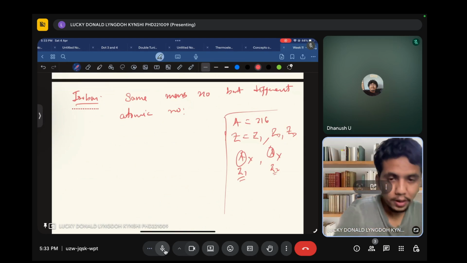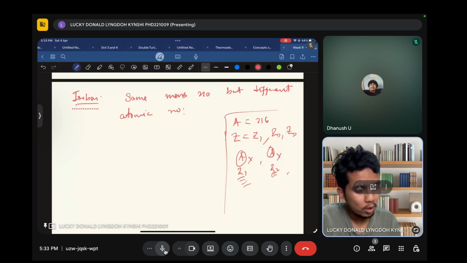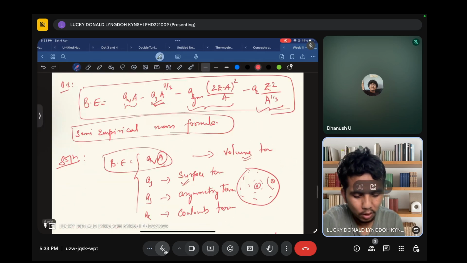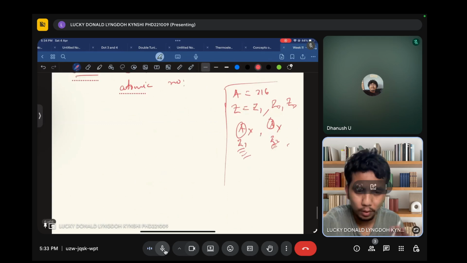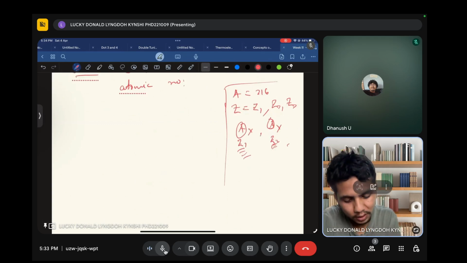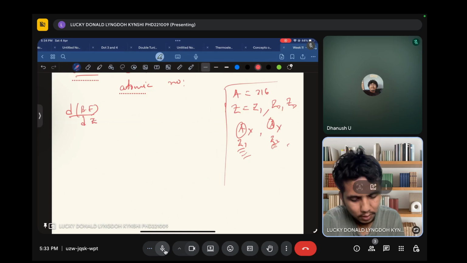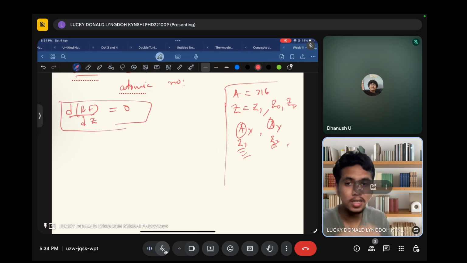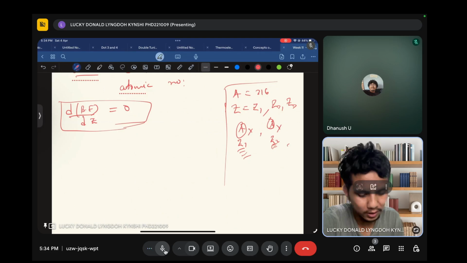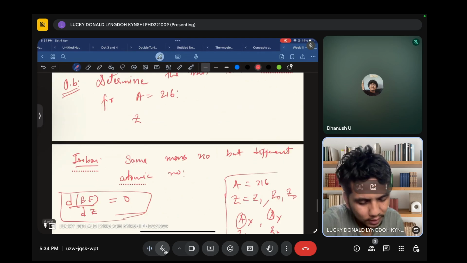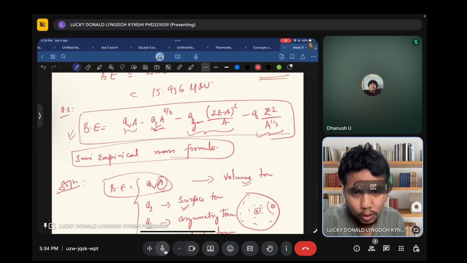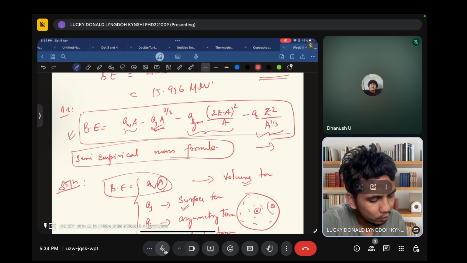So in order to find out which of these elements is the most stable, you differentiate the given equation with respect to Z, because Z is what we have to find for the most stable isobar. So you differentiate the binding energy, dB by dZ equal to 0. This is called the stability equation. Now differentiate equation 1, as I name it, with respect to Z.